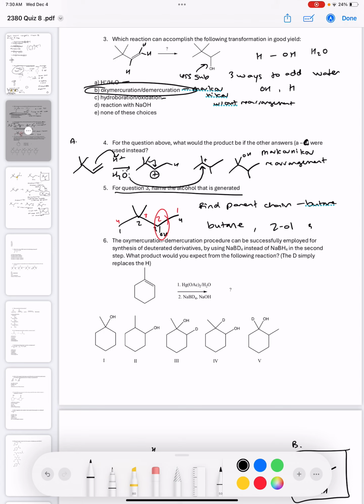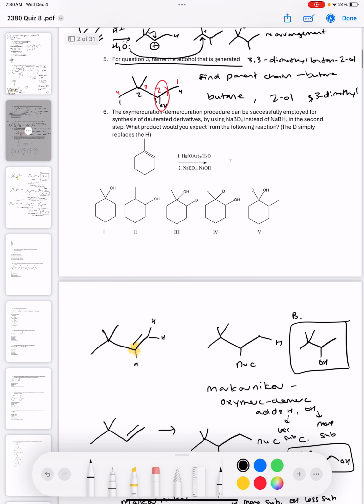And then we have 3,3-dimethyl. So if we combine the whole thing, it would be 3,3-dimethylbutan-2-ol.